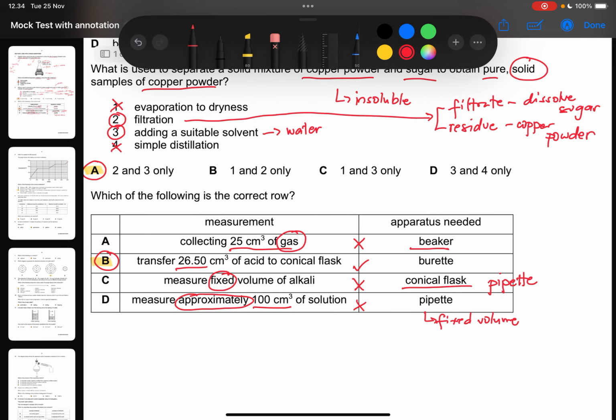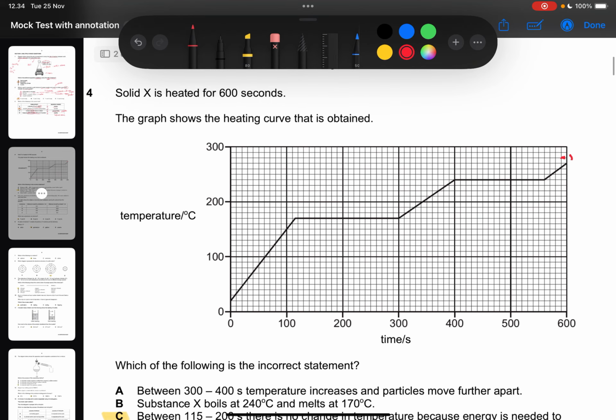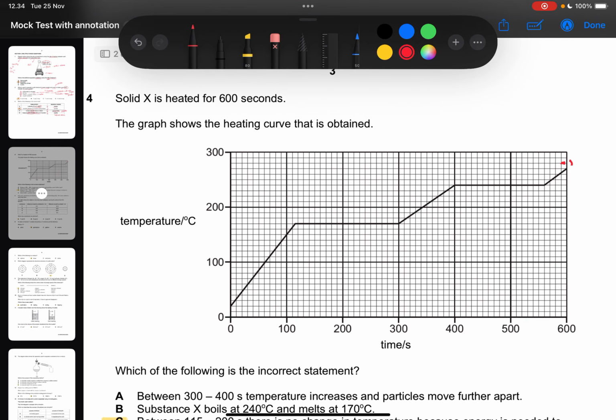Continuation for Chemistry MYE 24-25. Question number 4. We are given the graph that is used for solid X that is heated for 600 seconds. The graph shows the heating curve that is obtained. So let's analyze the graph first.